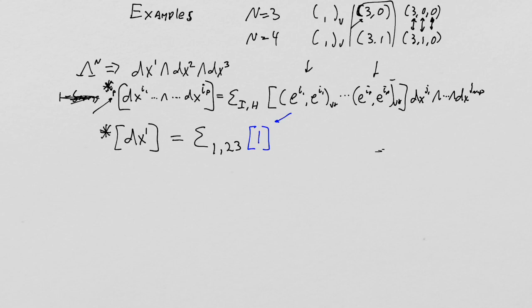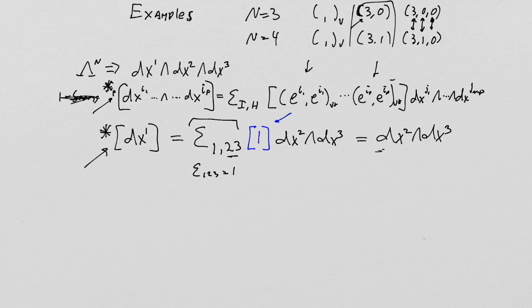And then what's the last part? Well, I chose an ordering of 2, 3, so I have to write dx2 wedge dx3. So what's the value of this guy? Well, the comma there is just to tell us to concatenate these things, so that's equal to epsilon_{123}, which equals 1. So the Hodge dual of dx1 is going to be dx2 wedge dx3. Simple as that. So what about the Hodge dual of dx2?